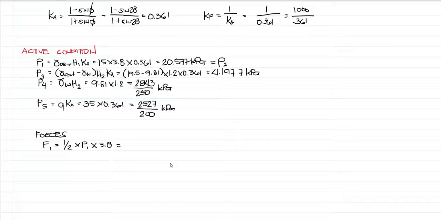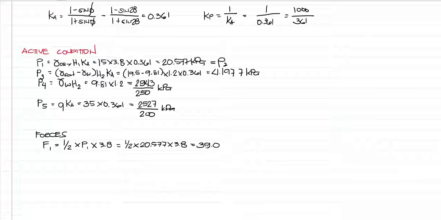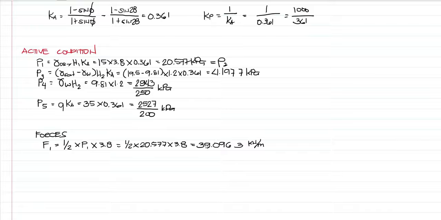So that will be equivalent to 1/2 times 20.577 times 3.8. So that will be equivalent to a value of 39.0963. So this is in kilonewton per meter. Kasi per meter length natin kinukuha yung values dito. So nag-a-analyze kasi tayo per meter strip.